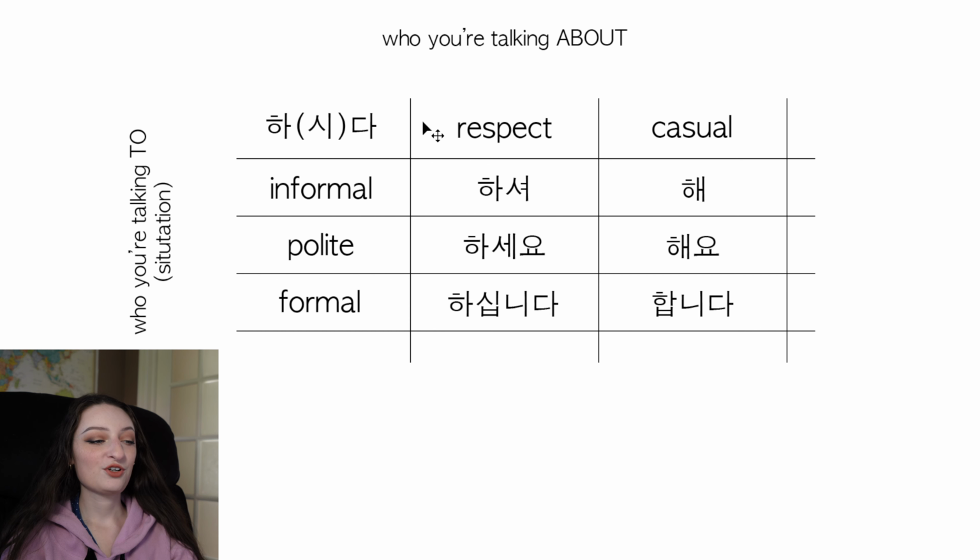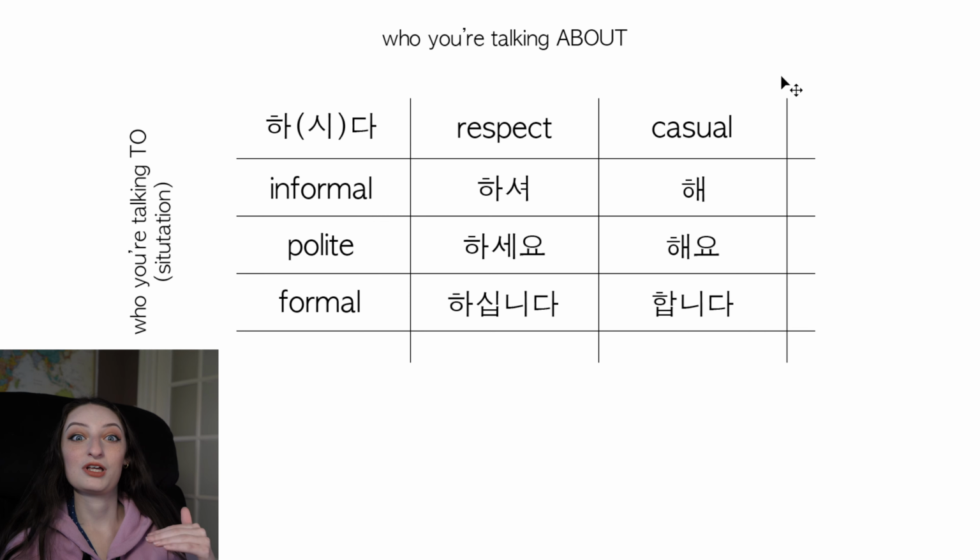So we're going to use the verb 하다 as the basis, or 하시다 depending on whether it's casual or respectful. Let's start on this casual side here, and this is who you're talking about. Let's imagine that I'm talking about a friend of mine, and I don't need to show respect to my friend, at least not in the honorific sense. I can talk about them casually because we're at roughly the same social level.